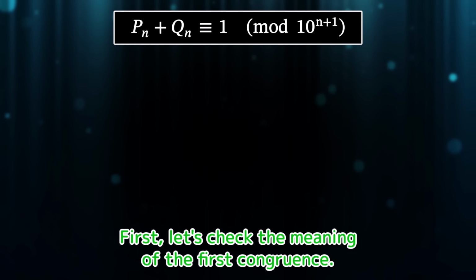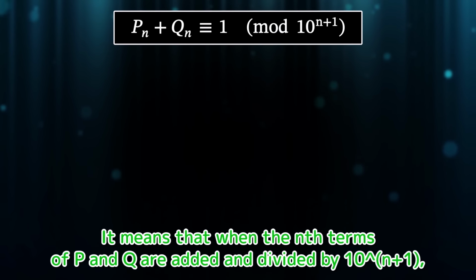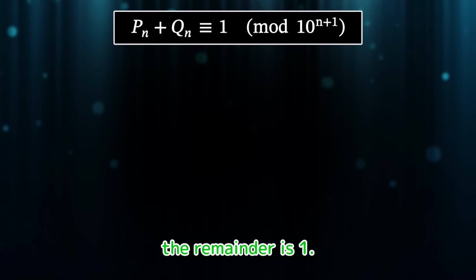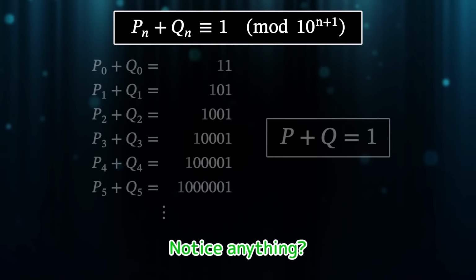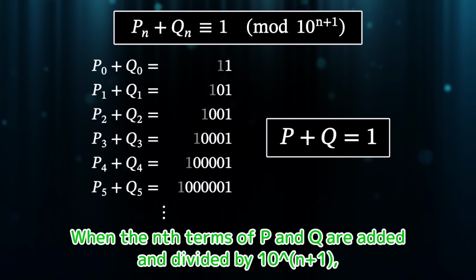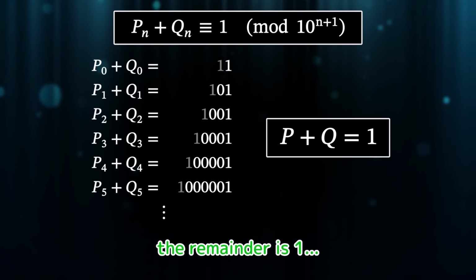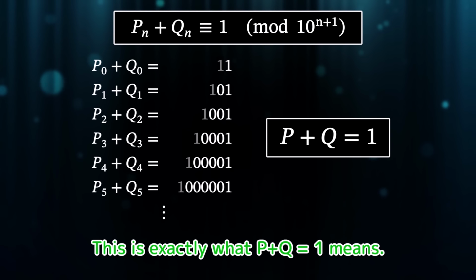Now it's confirmed that these two congruences correspond to Vieta's formulas. First, let's check the meaning of the first congruence. It means that when the nth terms of P and Q are added and divided by 10 to the power of n plus 1, the remainder is 1. Notice anything? This is exactly what P plus Q equals 1 means.